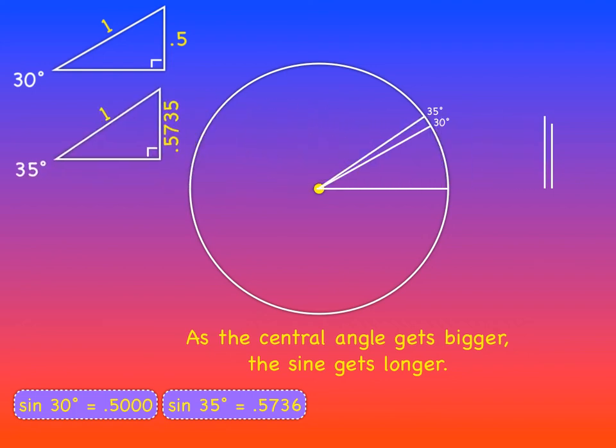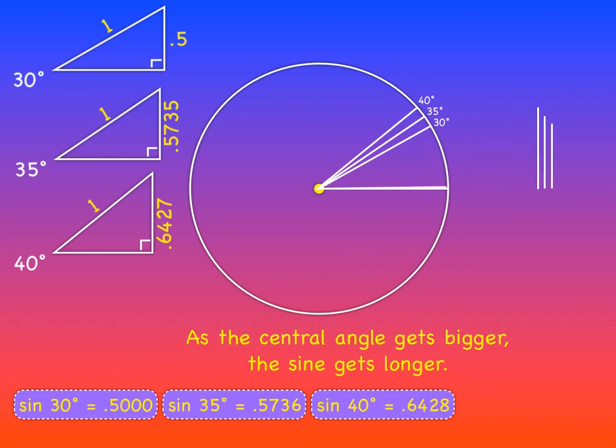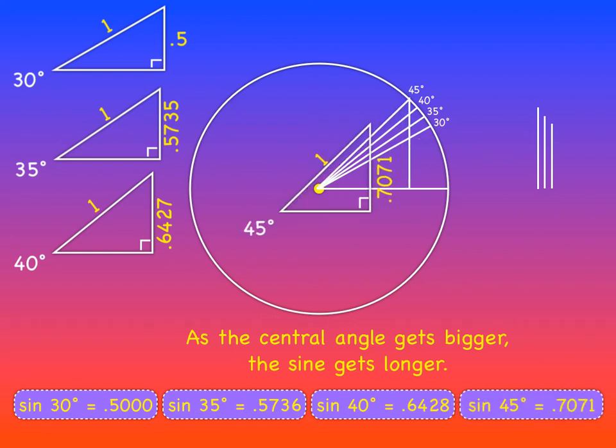As we rotate to 40 degrees, the radius is still 1, of course. Well, the sine is getting longer. Now it's grown to be 0.6427, or 8. And at 45 degrees, the length of the sine is 0.7071.